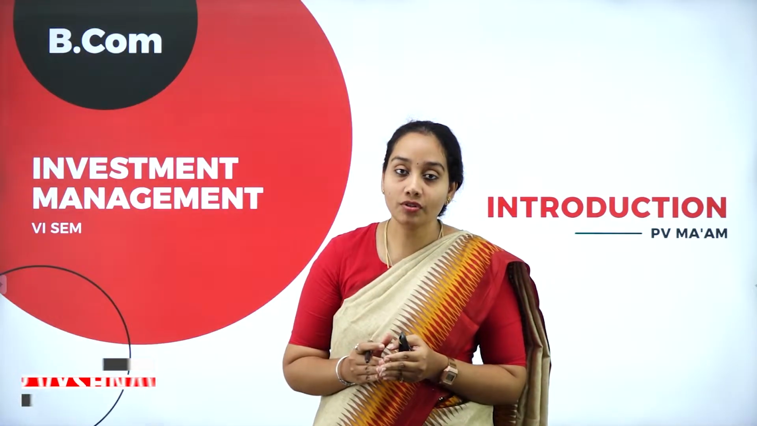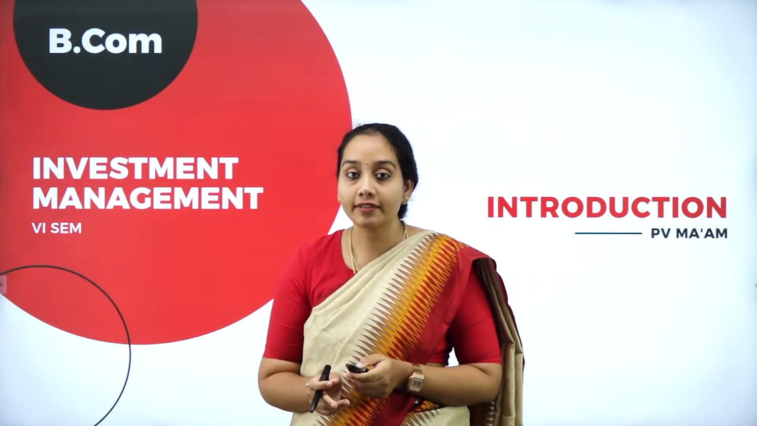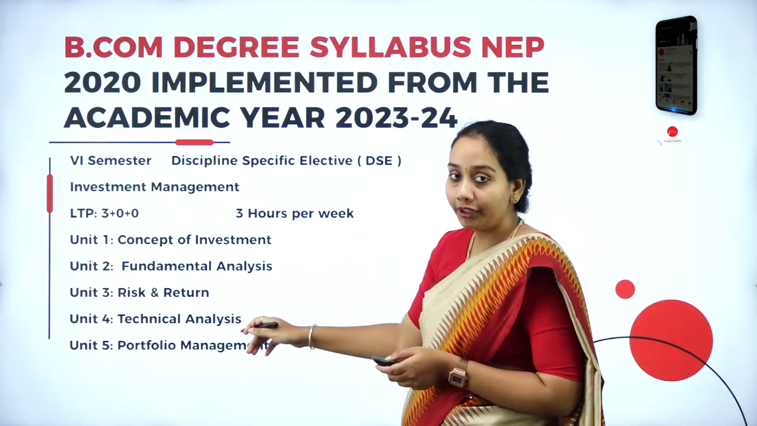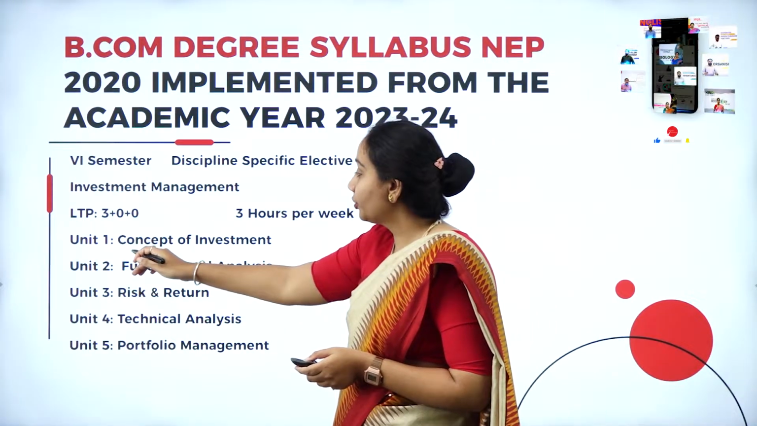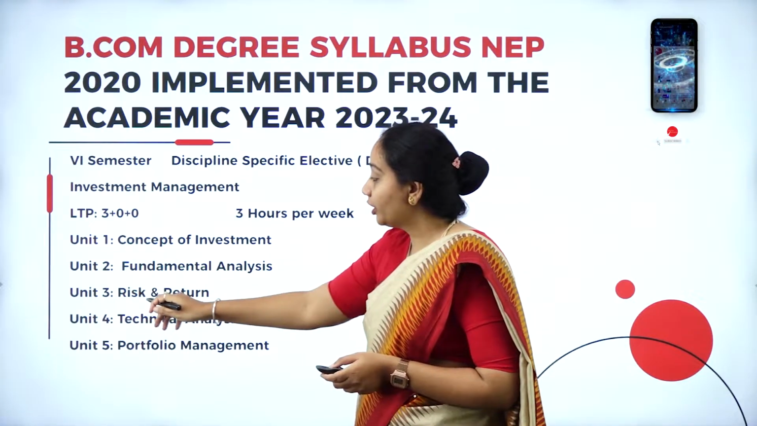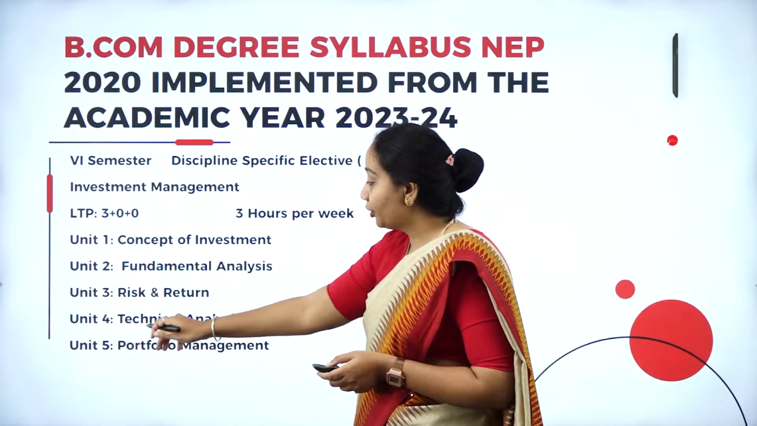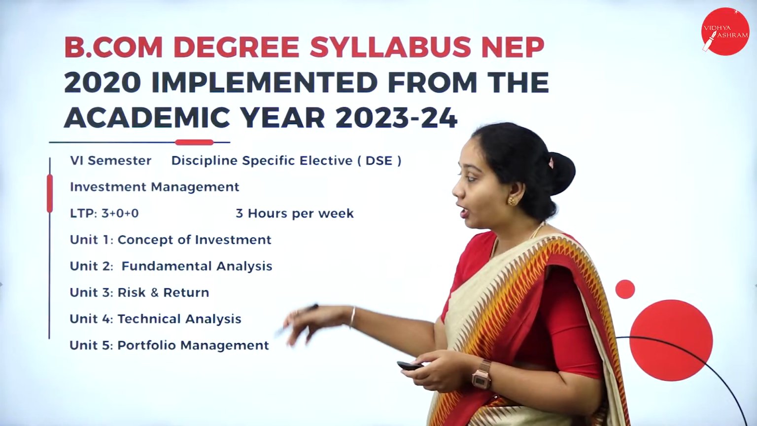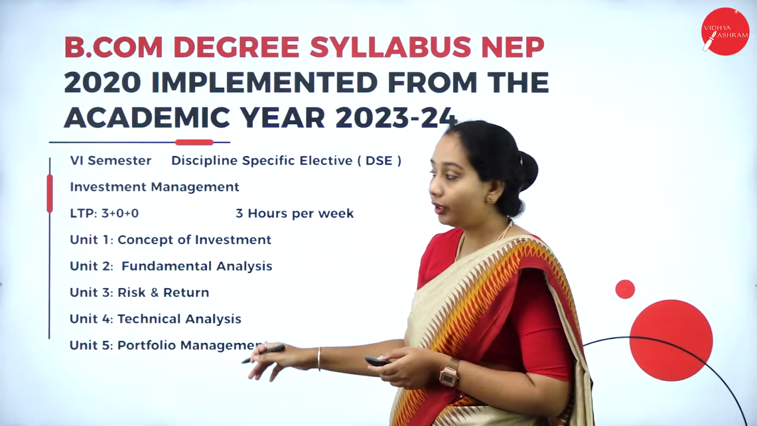So in today's session, we are going to discuss briefly the subject introduction of the 6th semester subject, that is investment management. So we'll see one by one. This is the detailed names of your units. We have Unit 1, Concept of Investment, Unit 2, Fundamental Analysis, Unit 3, Risk Investment, Unit 4, Technical Analysis, Unit 5, Portfolio Management. So these are the 5 units you're going to have.